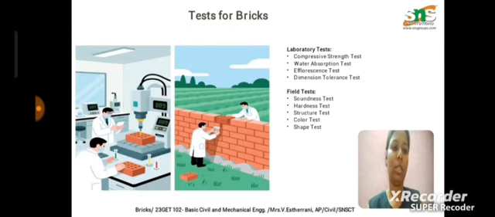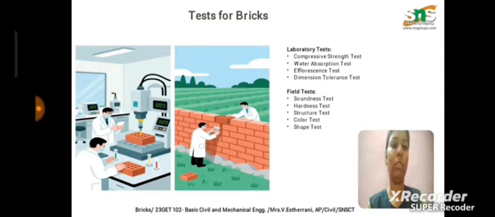Next one is test for bricks. Here it goes like this: laboratory test and field test. First one is laboratory test. We have the compressive strength. As I said, the compressive strength should be greater than 35 kg per centimeter cube. Next one is the water absorption. The water absorption should be less than 12%.